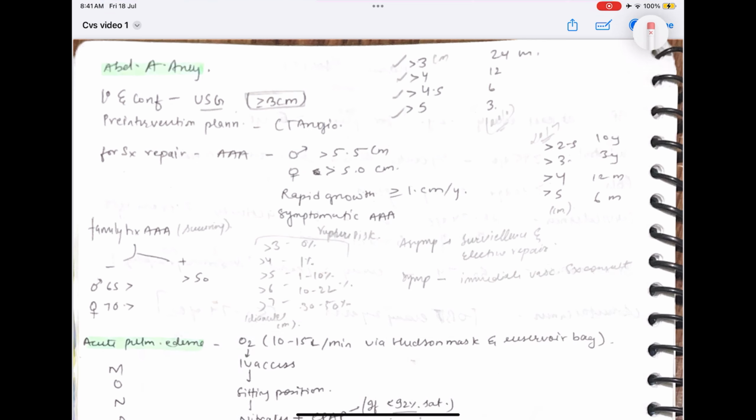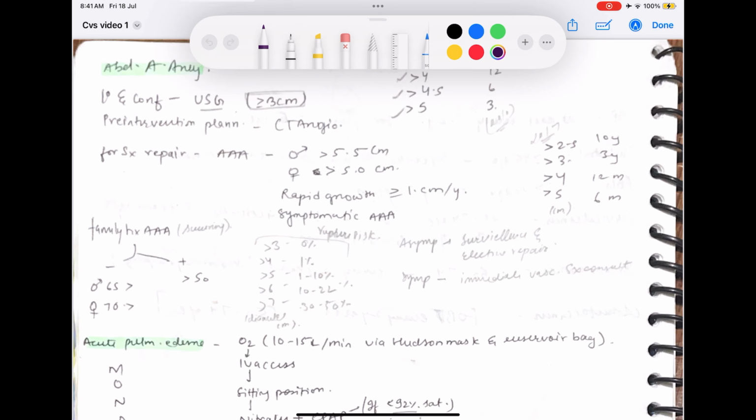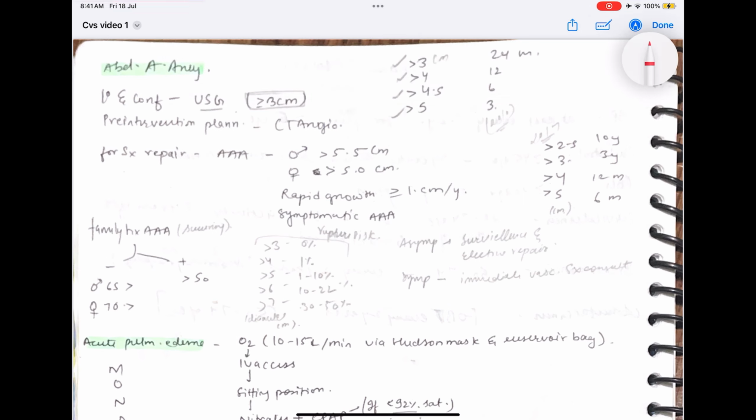the diagnosis of abdominal aortic aneurysm. You have to think of a painless pulsatile abdominal mass in an elderly male smoker. And if it is a ruptured AAA, then we'll have to think about severe abdominal pain that is radiating to the back, hypotension and a pulsatile mass.